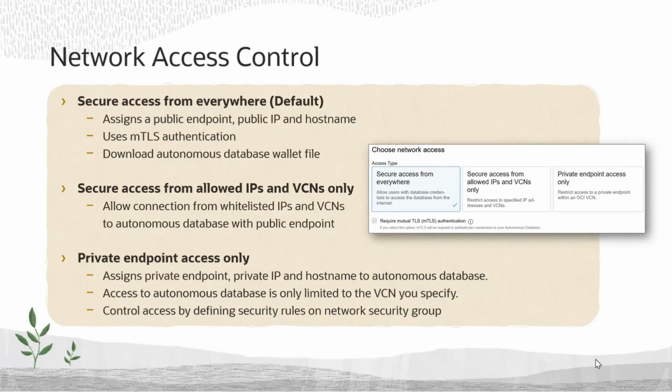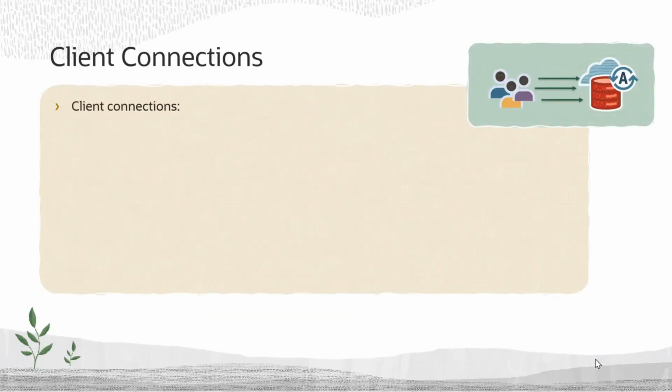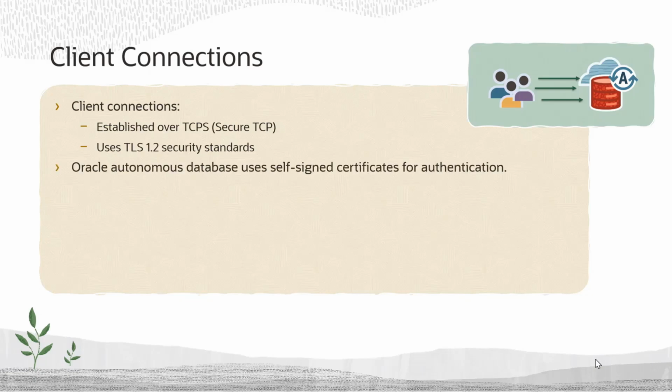Here let's discuss the client connections, the modes and the types with Autonomous Database Serverless. Client connections in Autonomous Database are established over secure TCP and these connections are secured using TLS 1.2 security standards, which ensures the data is encrypted throughout the transit to and fro between the database and the clients. Oracle Autonomous Database uses a self-signed certificate for authentication.